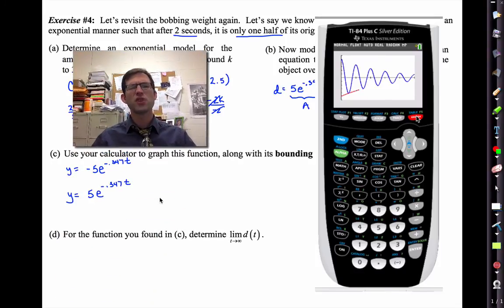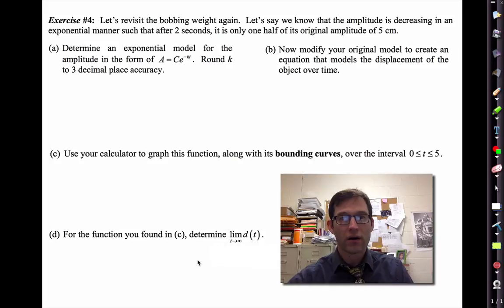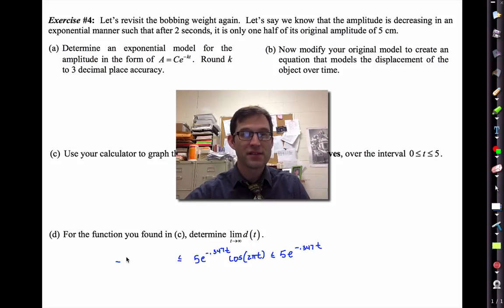In fact, it says determine the limit of d of t as t goes to infinity. Well, for this, what you end up using is something that we haven't talked about in this class yet, which is what's called sandwiching. 5e to the -0.347t times the cosine of 2 pi t is less than or equal to 5e to the -0.347t. That's our one bounding curve, and this is our other bounding curve. Because this curve is between these two, if I can figure out the limit of these two as t goes to infinity, I can figure out the limit of this.